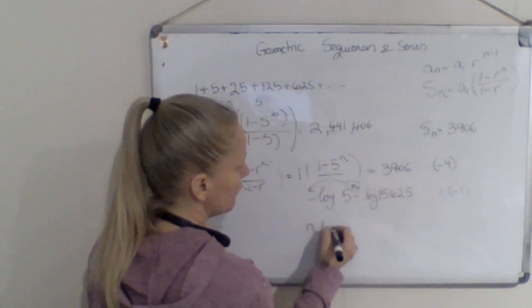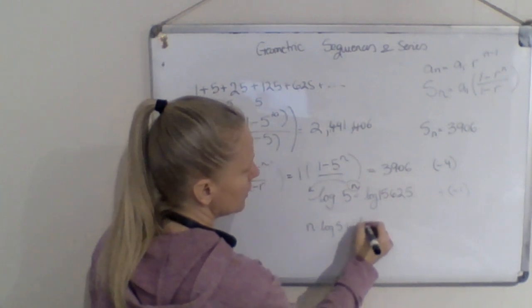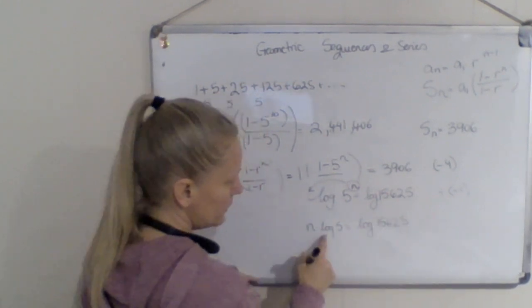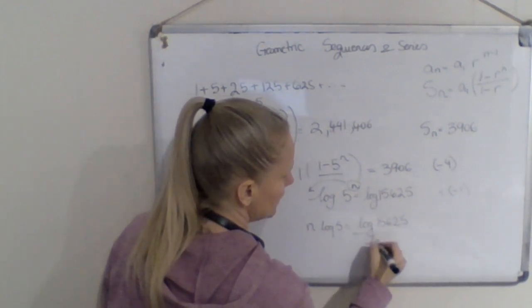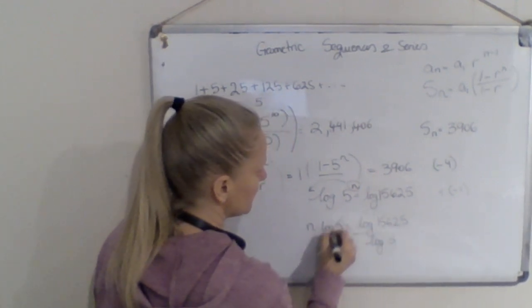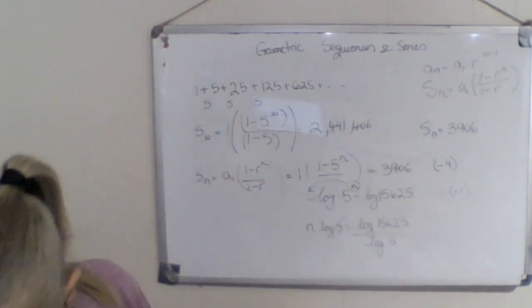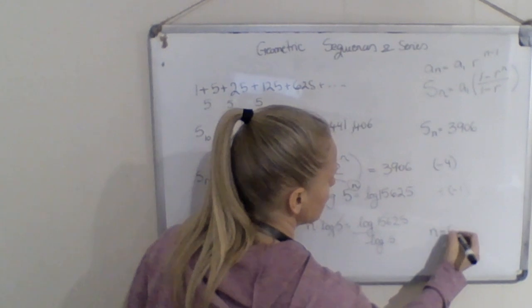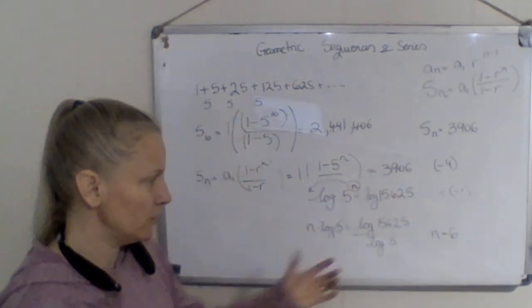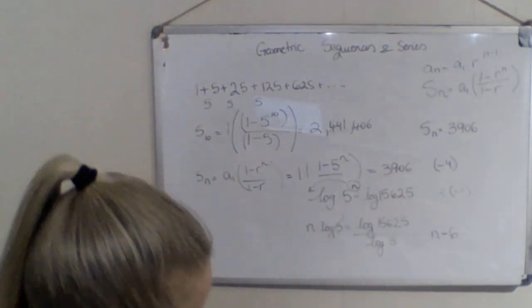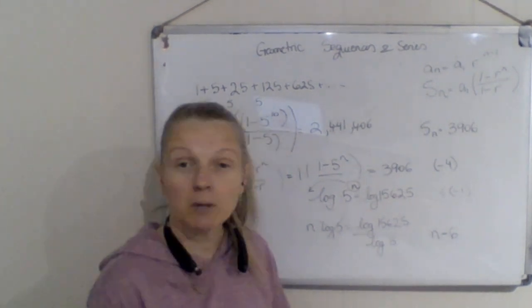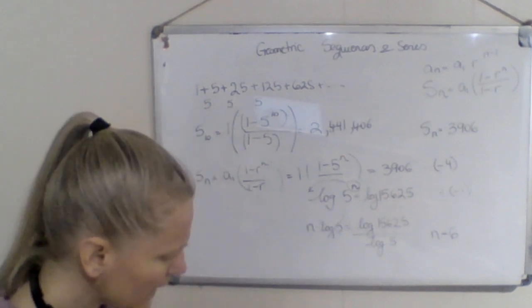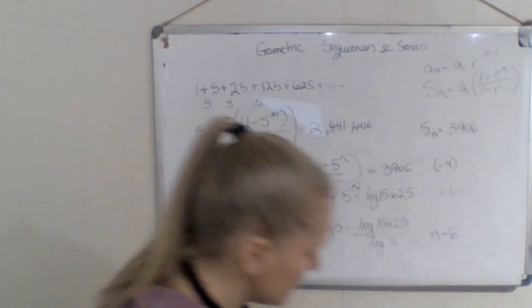And n log 5 equals log 15,625. To get rid of it, I'm going to have to divide by this log of 5, right? When you do that math, and I did it, all of it is calculator work, we end up with n equals 6. When you put those two numbers in your calculator, n equals 6. So it says for the 6th term of that, the sum would be 3,906. So a little bit more work, but not super hard.